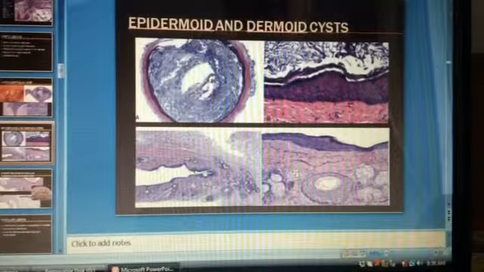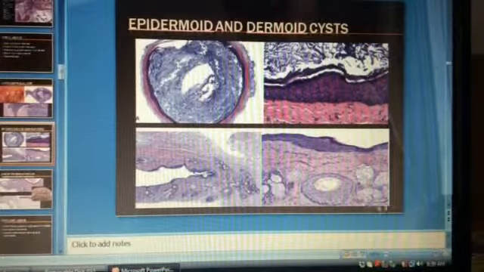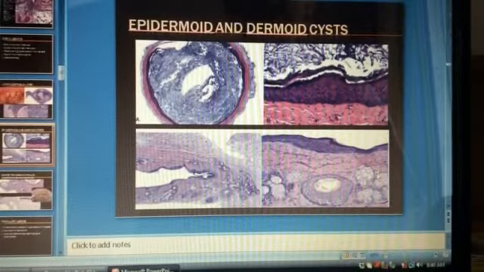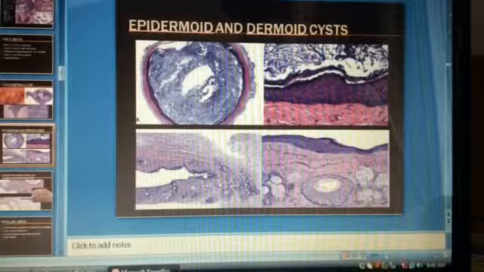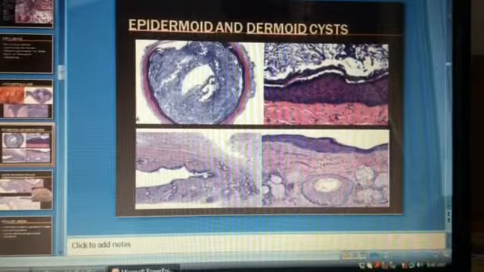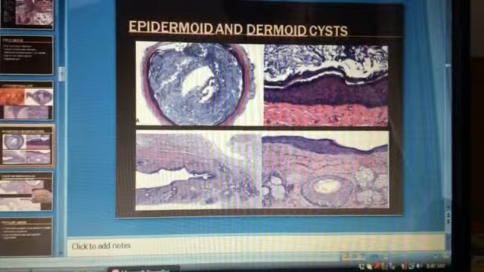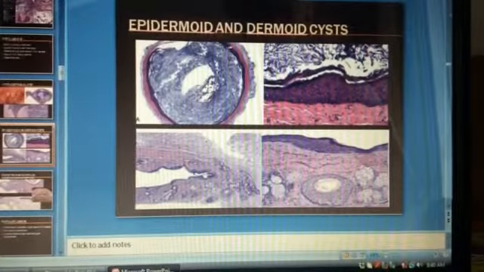But with dermoid cysts, they do have adnexal structures. They may have hair, they often have sebaceous elements, and they may have other elements as well. So if you see adnexal structures, it's a dermoid cyst. If you don't see them, it's an epidermoid cyst.